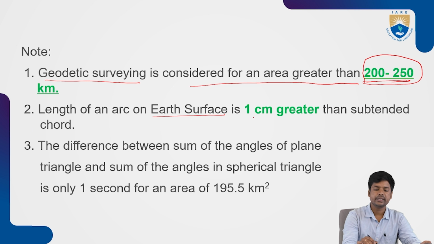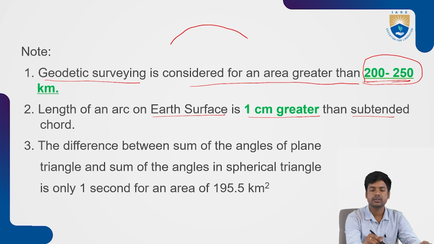And next one, the length of an arc on Earth's surface is 1 centimeter greater than the subtended chord. Suppose you consider geodetic surveying, now let us consider one arc. If you consider the Earth curvature, this is the arc on the surface of the Earth. This is point A, and this is point B. From point A to point B, I have drawn one line. It looks like an arc because we are considering the Earth curvature. Suppose you draw the subtended chord from A to B, this represents the plane line.